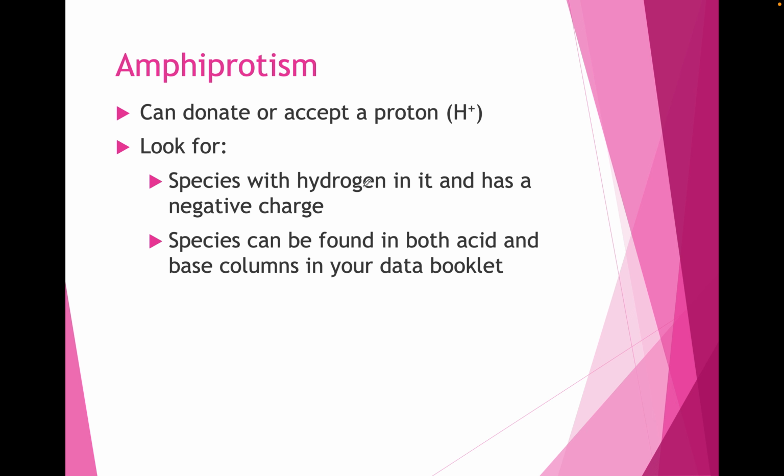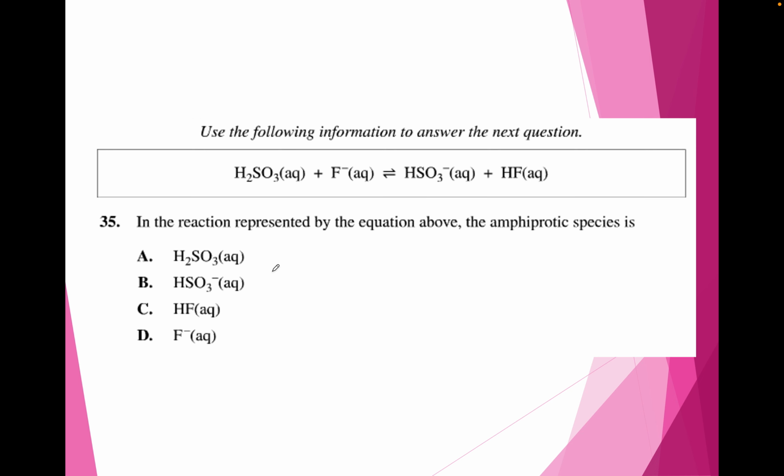So we just talked about this definition. If you're amphiprotic, like water is, you can donate a hydrogen and you can accept it. It does say what to look for: a hydrogen and a compound that has a negative charge, so an ionic compound. Not ionic, sorry, a polyatomic ion, and then species can be found on both sides in your data booklet. So keep going from here.